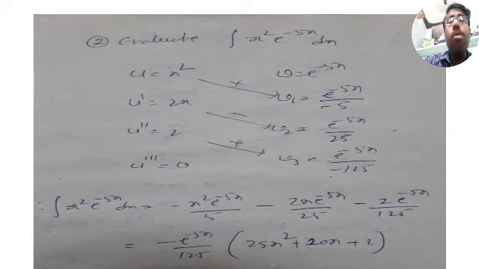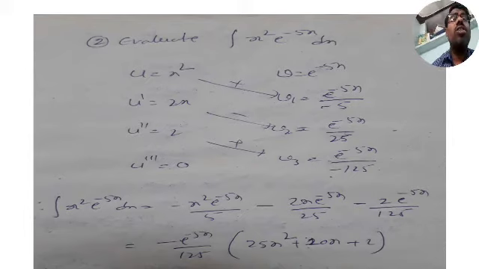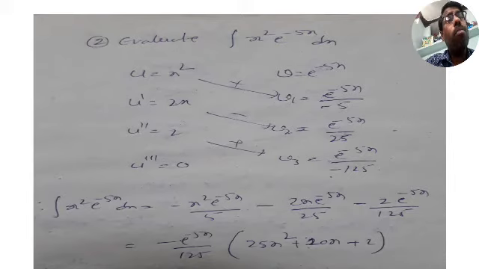Evaluate. Second problem. Evaluate integration x square into e power of minus 5x dx. Now you see it is a product of two functions, x square into e power of minus 5x. So x square is algebraic and e power of minus 5x is exponential. So product of two functions, among them one is algebraic. So straight away you can go for Bernoulli rule.